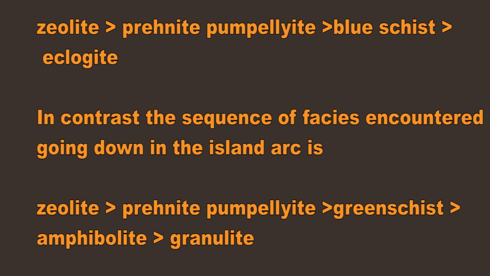The following metamorphic facies are usually associated with different plate tectonic settings. The sequence of facies observed going down the subduction zone is zeolite, prehnite-pumpellyite, blueschist, eclogite. In contrast, the sequence of facies encountered going down in the island arc is zeolite, prehnite-pumpellyite, greenschist, amphibolite, granulite.